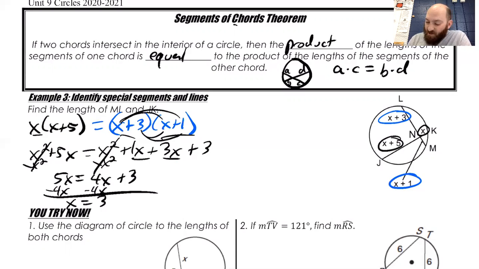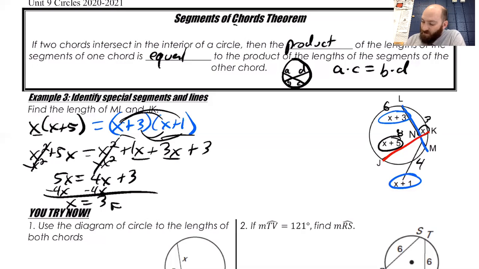So the question actually asks us to find ML. So that is going to be the entire length there, ML, and JK is the other entire length there. Okay, so I'm just going to plug in my 3 now and find all those pieces. So I got 3 plus 3 is 6. 3 plus 1 is 4. That piece is 3. And then 3 plus 5 is 8.